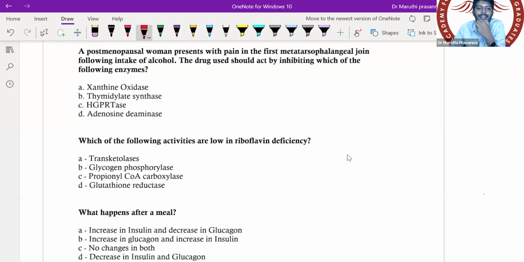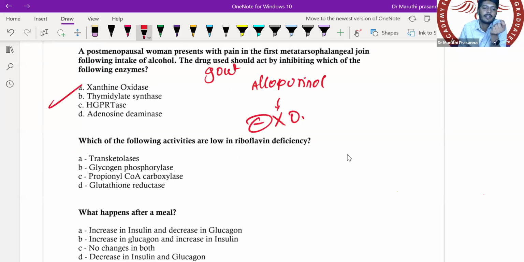Okay. A postmenopausal woman presents with pain in the first metatarsophalangeal joint after the intake of alcohol. The drug used in this case acts by which mechanism? So she is having gout. So we give which drug? Allopurinol. Mechanism of action: inhibits xanthine oxidase. The answer is A. Very good, sir.